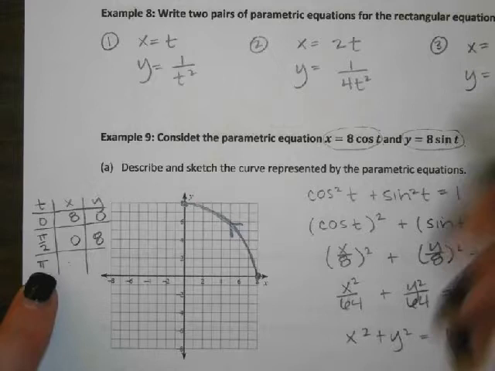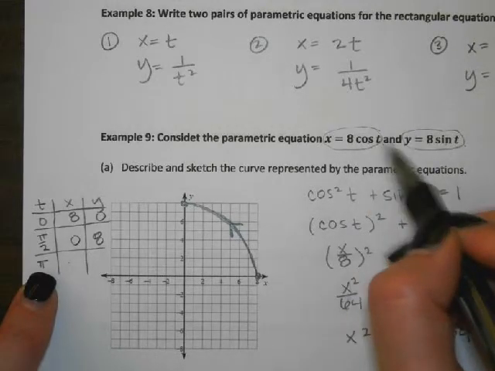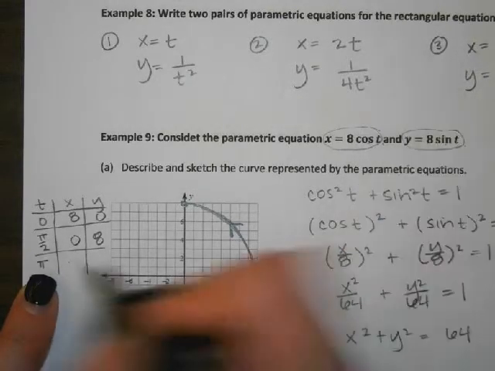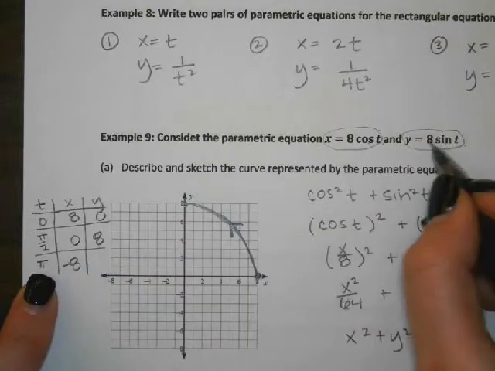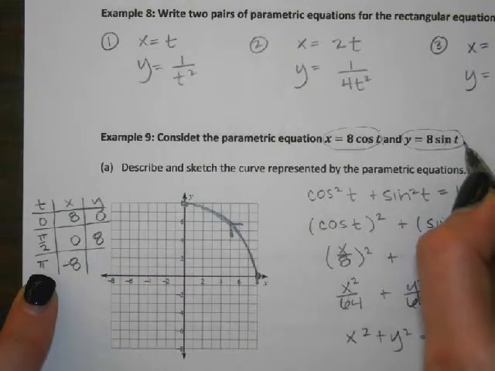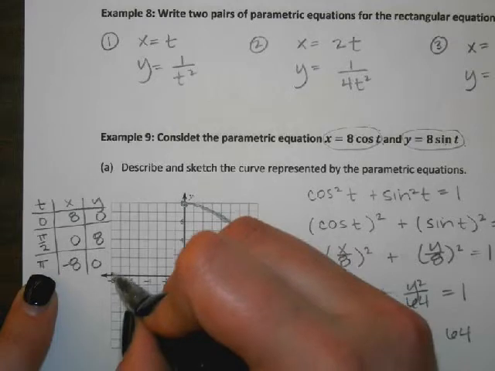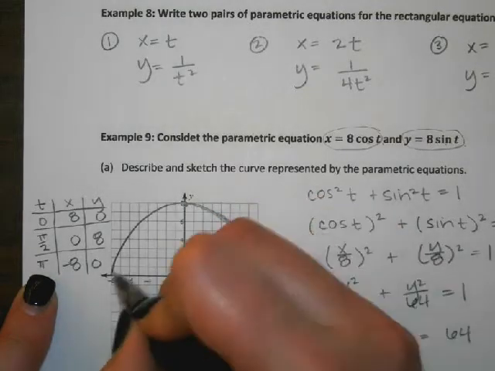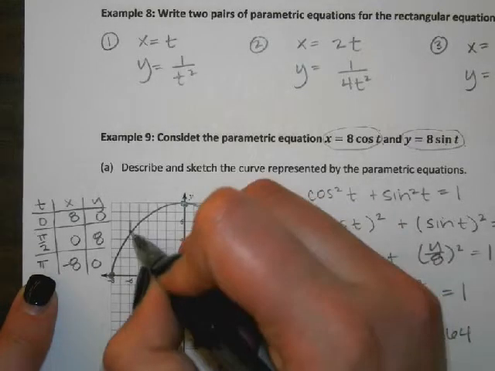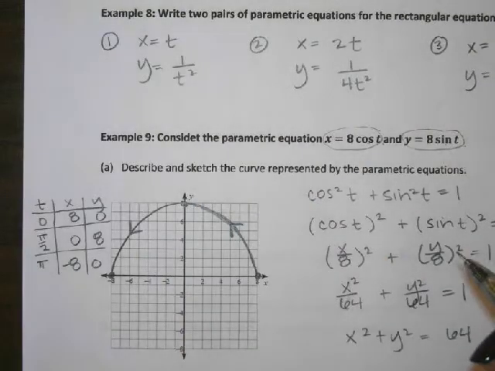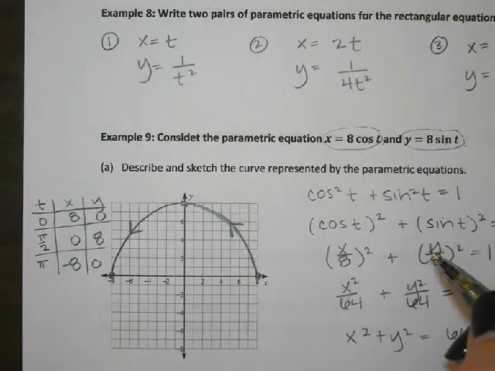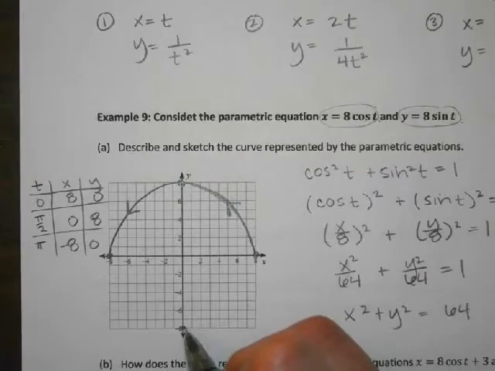And then pi, so if we have 8 times cos of pi, negative 8. And then 8 times sine of pi, 0. So negative 8, 0 is right here. There's our arrow. Do we need to keep filling out the table? Probably not. We can probably just finish it.